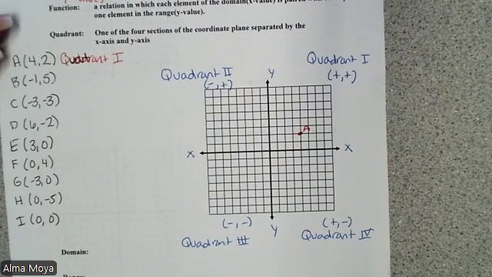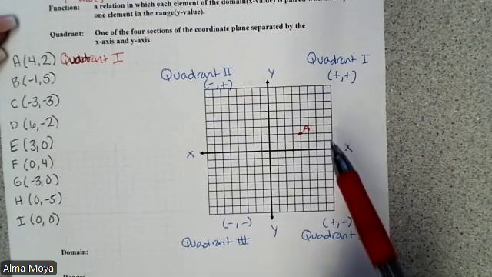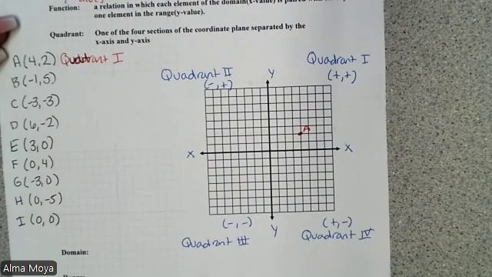So go ahead and hit pause. Go ahead and plot the points. When you're done plotting the points, hit play. I'm going to go ahead and continue.